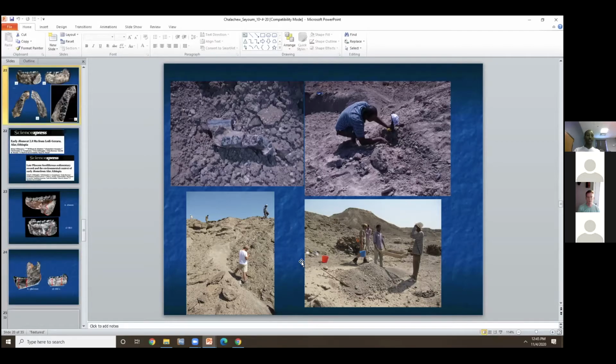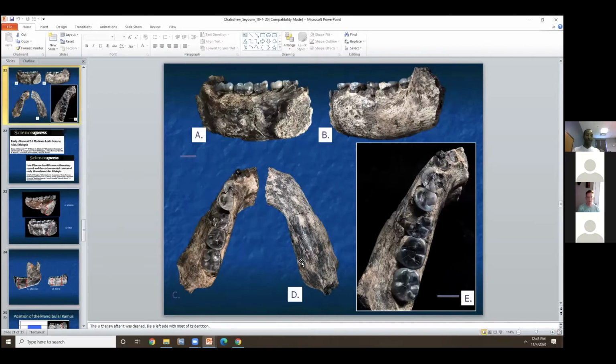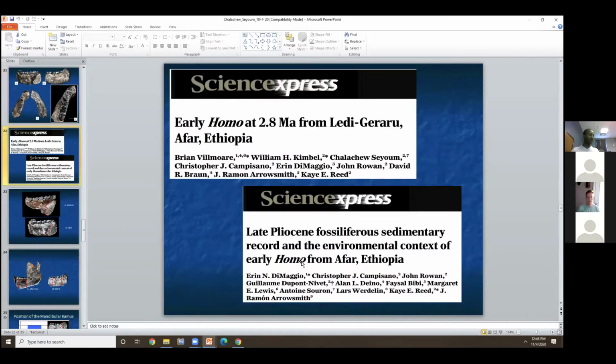So this is what it looks like after it is cleaned. It's really beautiful, you can see, compared to the other one. It's the same jaw, just a different view, and it's the left side, as you can see. This fossil was described by a group of people, including myself, and it was published. 2 papers were published.